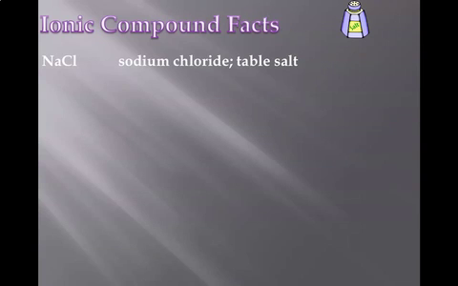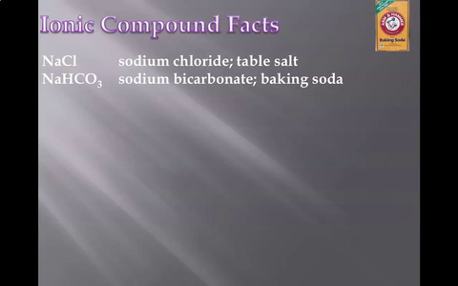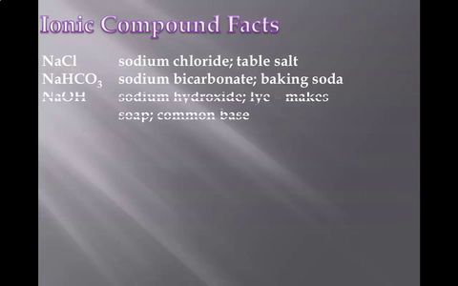Now let's look at some ionic compound facts and some things that are ionic compounds that you might know about in your house that you may not realize are ionic. First, we should all know about table salt, which is sodium chloride. Another one is sodium bicarbonate or sodium hydrogen carbonate, and that's baking soda. We have sodium hydroxide, which is lye, and it makes soap. Okay, it's not the only component of soap, but it helps make soap, and it's a common base.